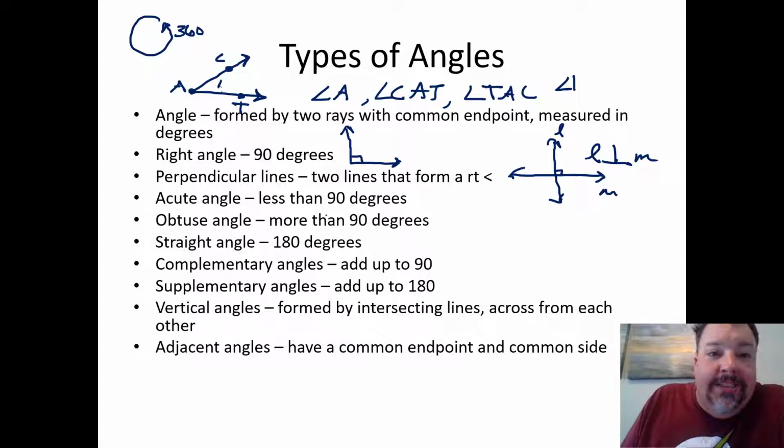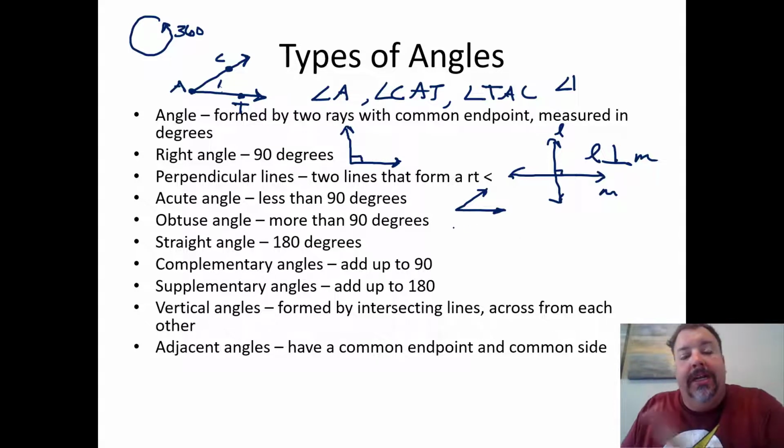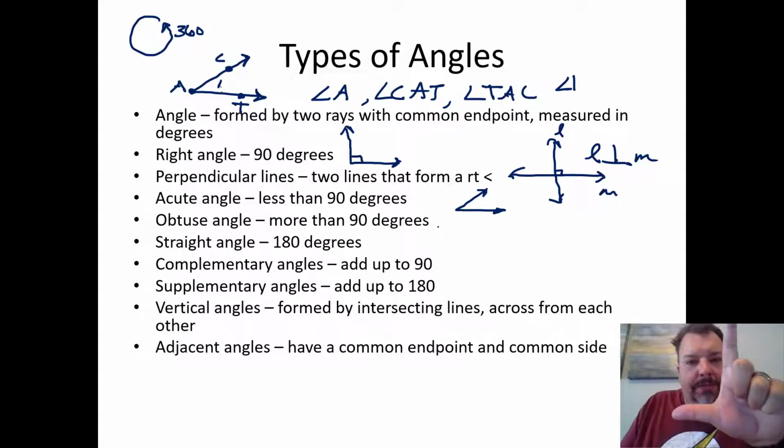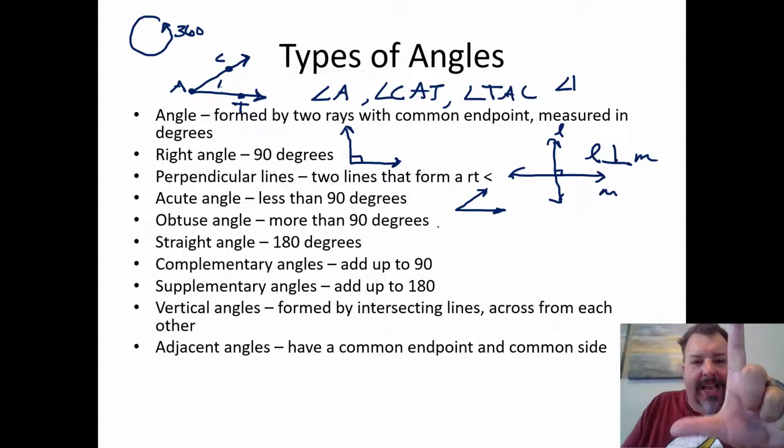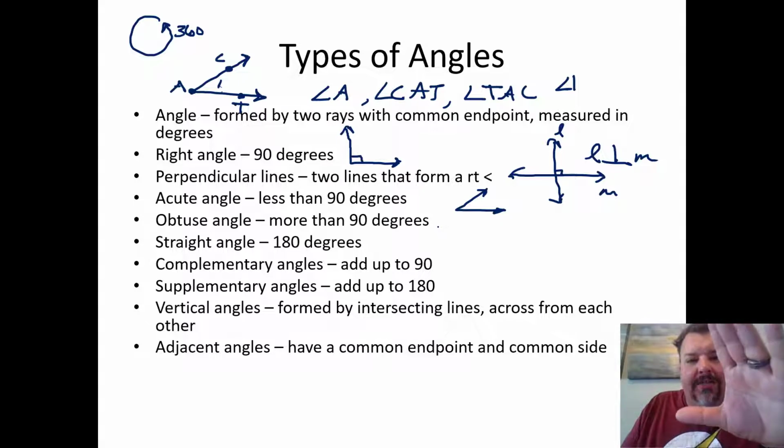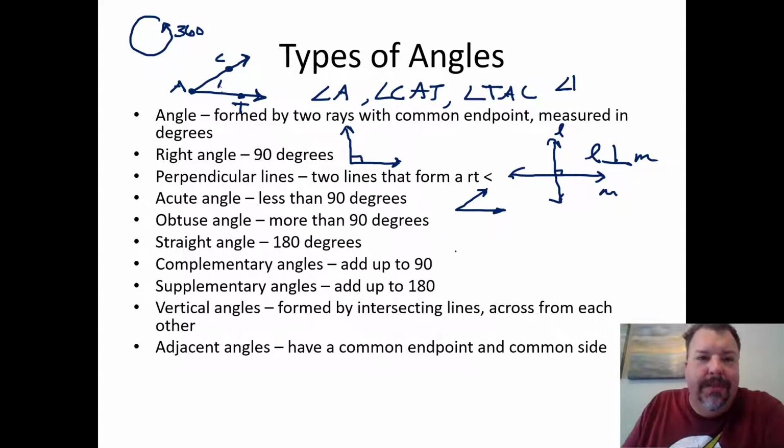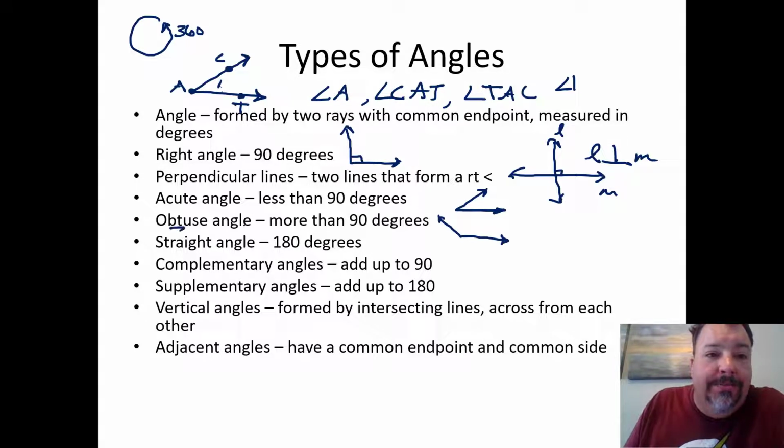An acute angle is one that is less than 90 degrees. So any angle that's smaller than 90 is going to be acute. If you take your hand like this and you form an L, that's 90 degrees. And then if you don't have to stretch your thumb and your finger so far, that's going to be an acute angle, anything that's less than 90 degrees. An obtuse angle is going to be one that's more than 90 degrees. So if it's a big wide angle, that's going to be obtuse.